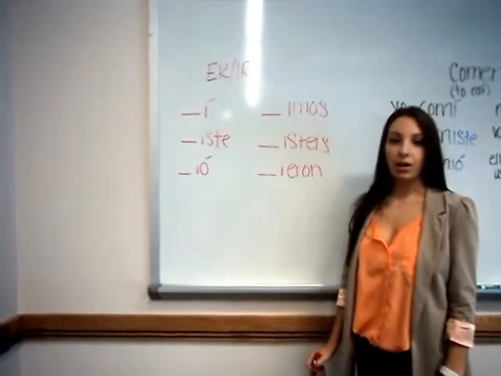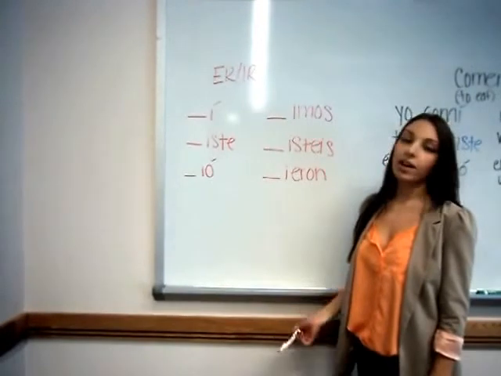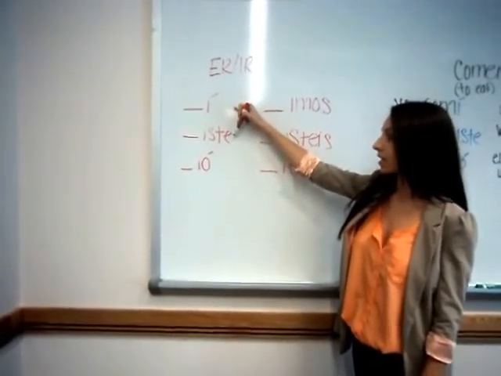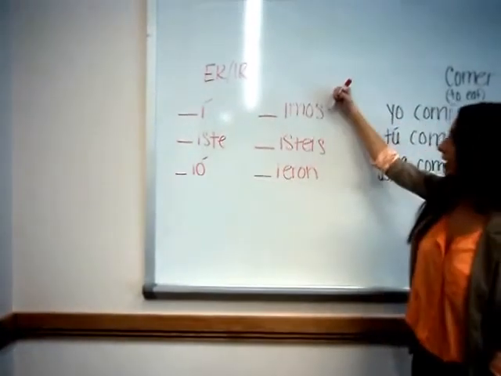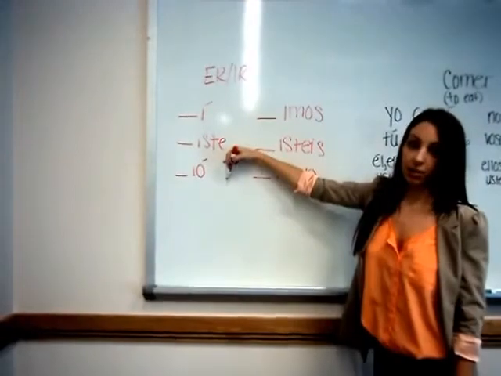Now that we learned AR, we can learn the ER and IR endings. For the preterite, the ER and IR endings are the exact same. So we have í, iste, ió, imos, isteis, ieron. Don't forget to put the accent marks.